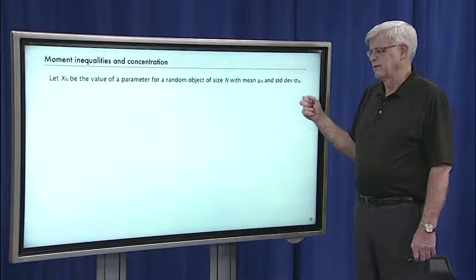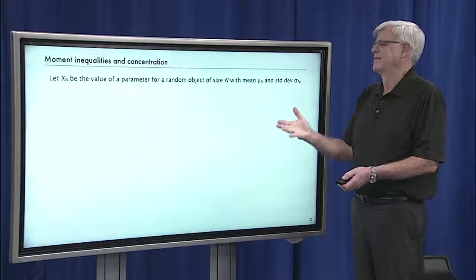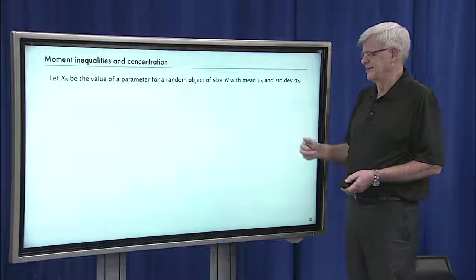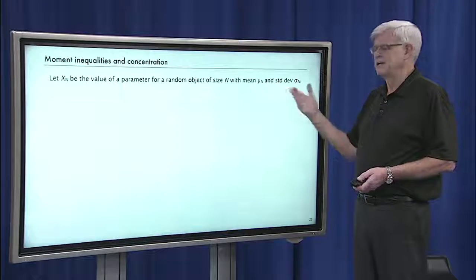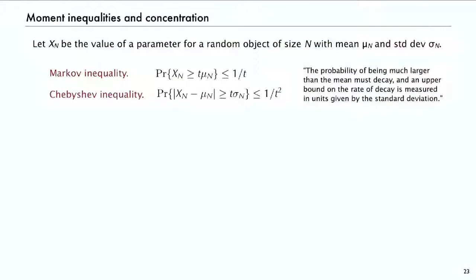So why the focus on the moments? Well, we're always interested in the average. What value can we expect? This is classical in probability, so I'm just going to take a slide to mention these classical results. If we have a random object of size n with mean mu sub n and standard deviation sigma sub n, then we have these famous inequalities, the Markov inequality and the Chebyshev inequality. It says that the probability of being much larger or smaller than the mean must decay. And an upper bound on the rate of the decay is measured in units given by the standard deviation. That's why the standard deviation is important.